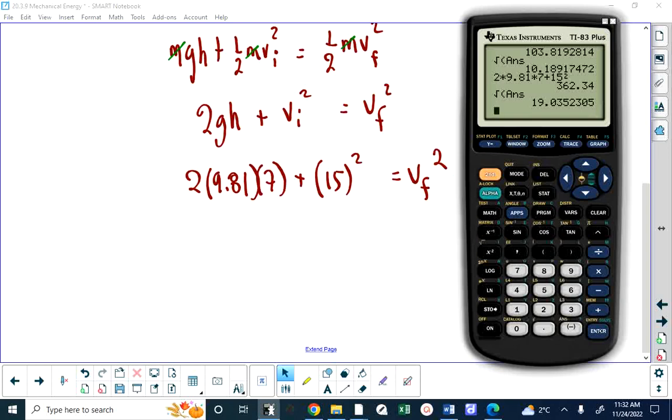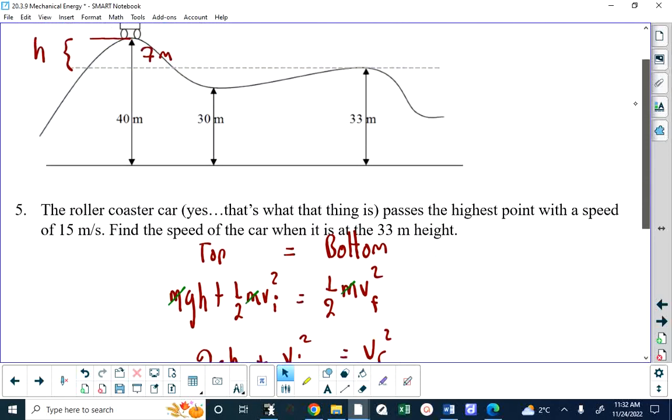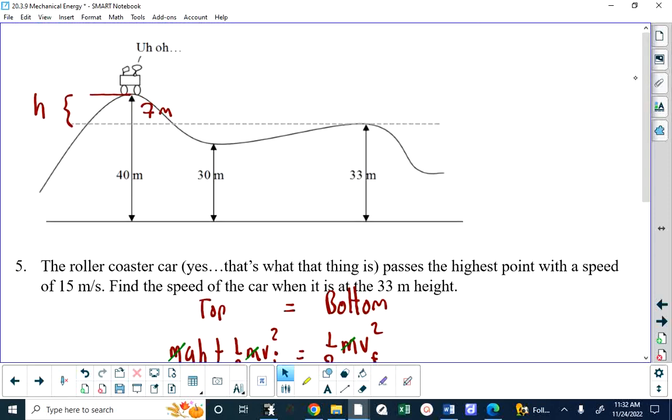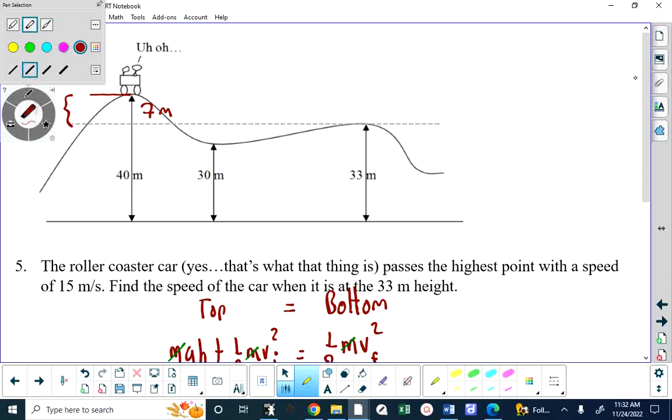Now, it would have been moving faster at that lower point, but we don't need to worry about that. In other words, since mechanical energy is the same everywhere, it doesn't matter whether it gets to this 33-meter mark this way or that way. It doesn't matter because the energy is the same everywhere.